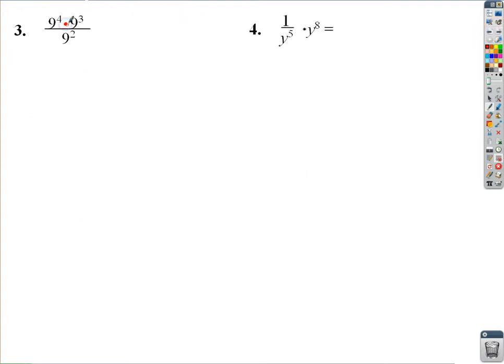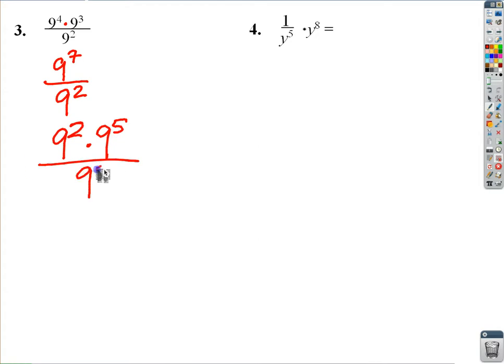Why don't you go ahead and pause the video and try these two. Go. Okay, hopefully you had a chance to do that. And what we're going to do, so we've got 9 to the 7th over 9 squared, right? This is 9 squared times 9 to the 5th over 9 squared. Cancel, cancel. 9 to the 5th is what I end up with.